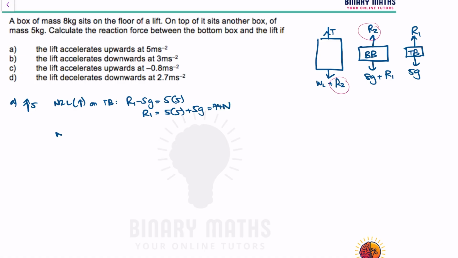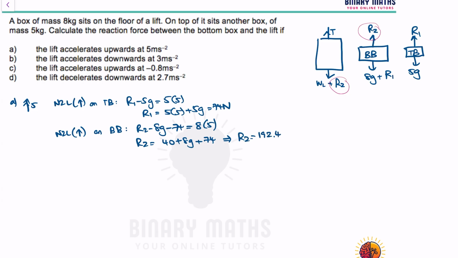So now we apply Newton's second law vertically on bottom box, which means R2 minus 8g minus R1, which is 74, must be equal to 8 times the acceleration, which is 8 times 5, which means R2 must be equal to 40 plus 8g plus 74, which implies R2 is equal to 192.4 newtons.